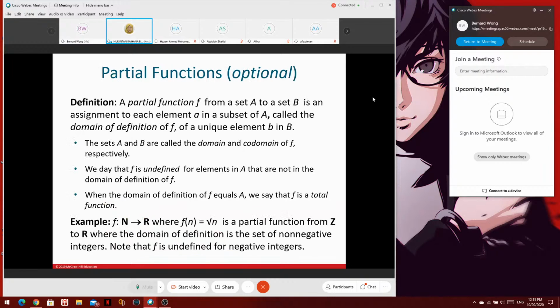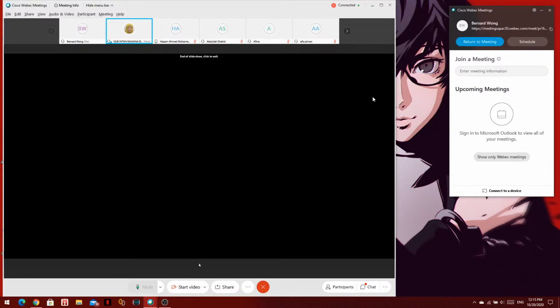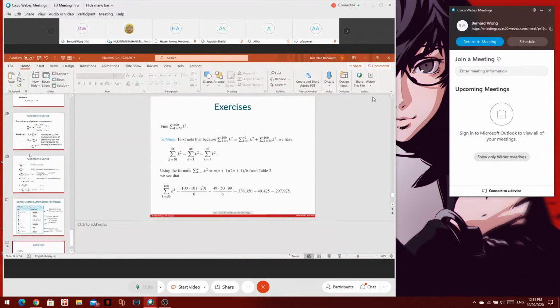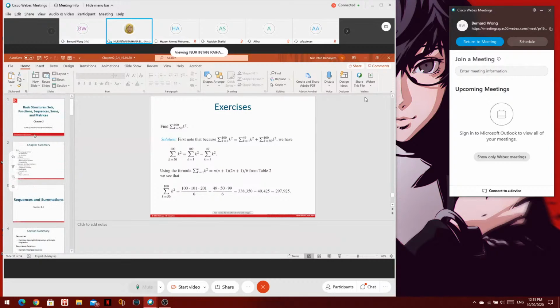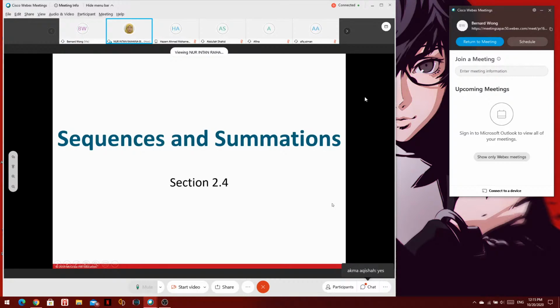Okay, that's all under function. Then you finish with this function. I will continue with 2.4. Oops. Am I sharing the slide with you? Sequences and summations? Yes, okay, good.